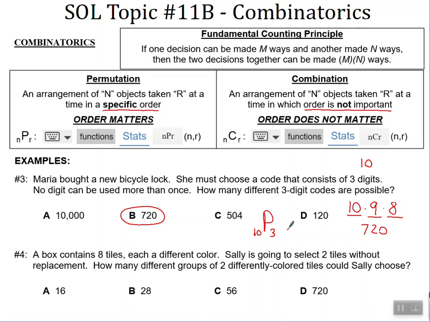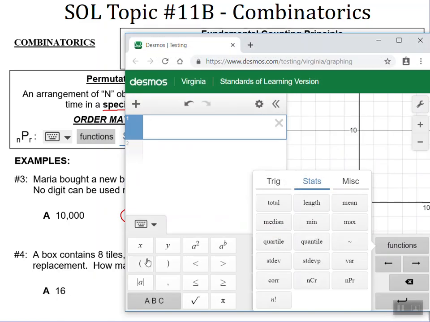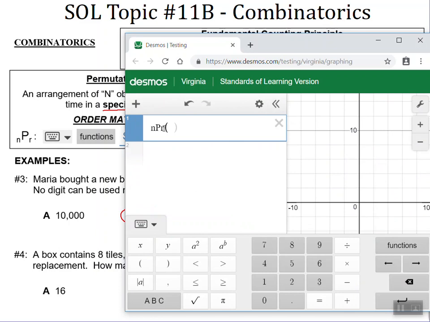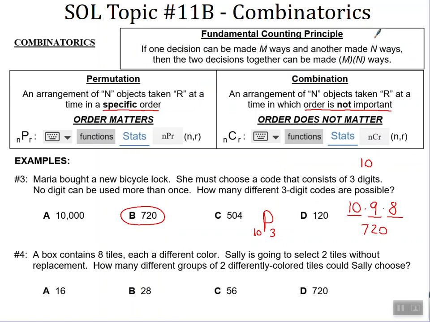And if I want to type in 10P3 into my Desmos calculator, I'm going to go to where the NPR is. When I click on that button, it's going to open up a parentheses. I'm putting a 10 and a 3, and I'm closing that parentheses. So the 10 and the 3 with the comma, that's how you type in a permutation. And we see our answer 720. So we got it right. This is a permutation because the order matters.